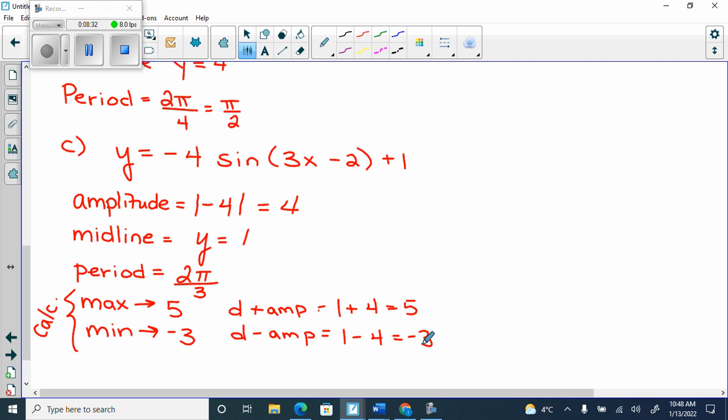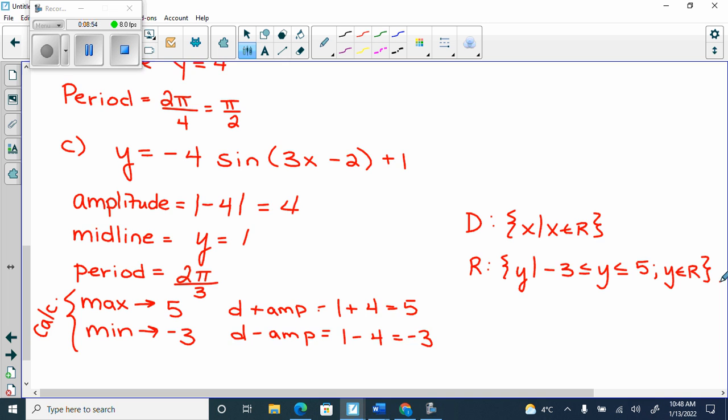You could use them. The domain for every sinusoidal is x such that x is an element of the real numbers. And your range is y such that your minimum is negative 3, your maximum is 5.